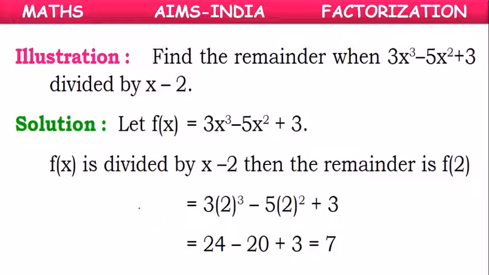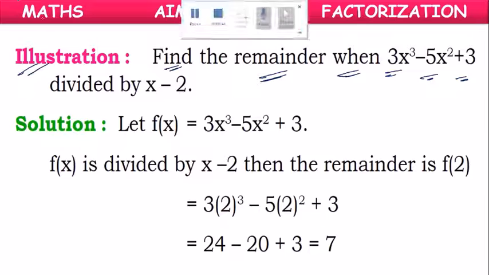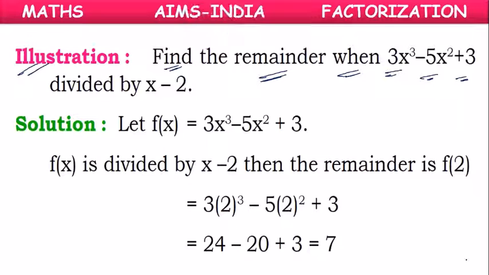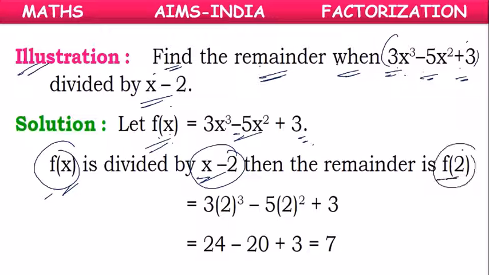Next children. So here we have an example question, children. Find the remainder when 3x cube minus 5x square plus 3 is divided by x minus 2. Here children, find the remainder when this expression is divided by x minus 2. So they have given one equation. Let us assume it is equal to f of x. F of x equal to 3x cube minus 5x square plus 3. If this f of x is divided by x minus 2, then the remainder is f of 2.